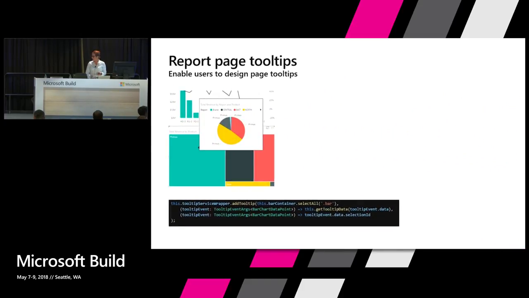And the third one is report page tooltips. It enables users to customize and design the tooltips, so when they hover over the reports, they will get the tooltip page that they have designed. And this is the code snippet. As Tikis mentioned, we also published this on GitHub with examples and the code snippet that you can add to your code. So let me now show you a short demo on report page tooltips.